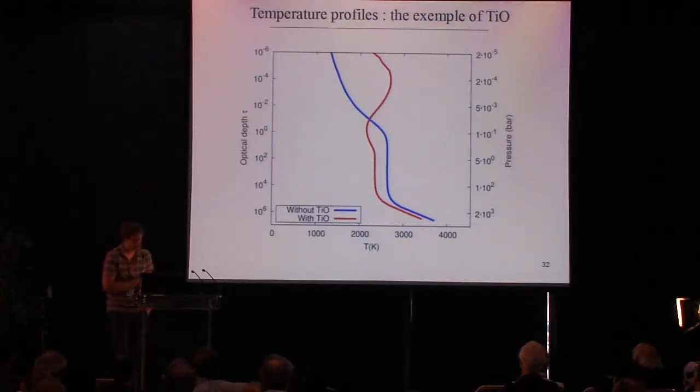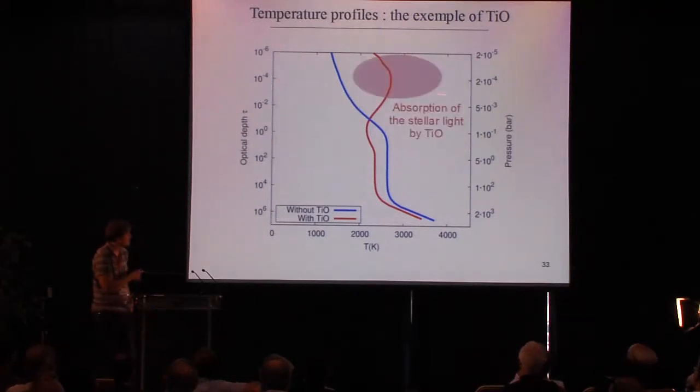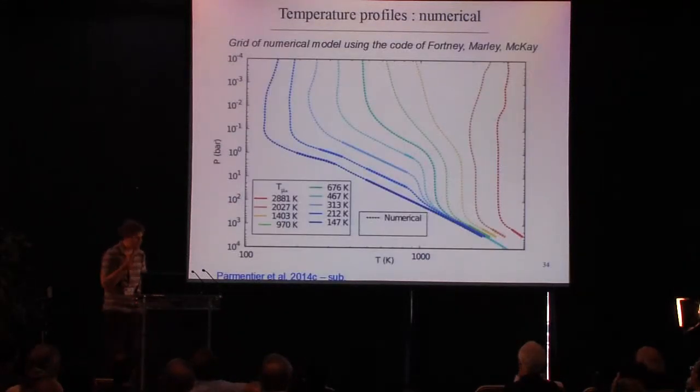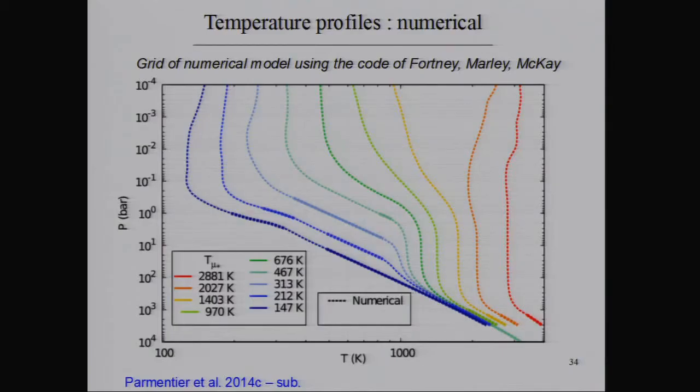But here, let's consider the two cases. Imagine a planet with titanium oxide that would give you the temperature profile, the red one, and a planet without titanium oxide would give you the blue one. Why? It's very simple. It's because titanium oxide is a very good absorber in the visible, and so should absorb the stellar light in the upper atmosphere, and so cool down the deep atmosphere. So what we've done is create a grid of numerical models of pressure-temperature profiles for irradiated exoplanets, using a numerical code of Fortney, Marley, and McKay that considers solar composition atmospheres.